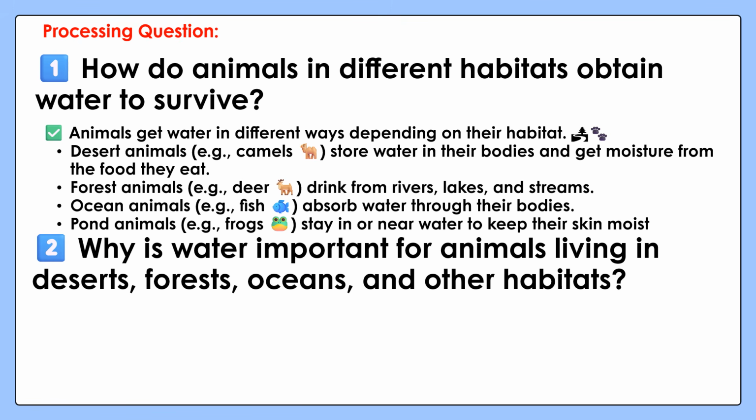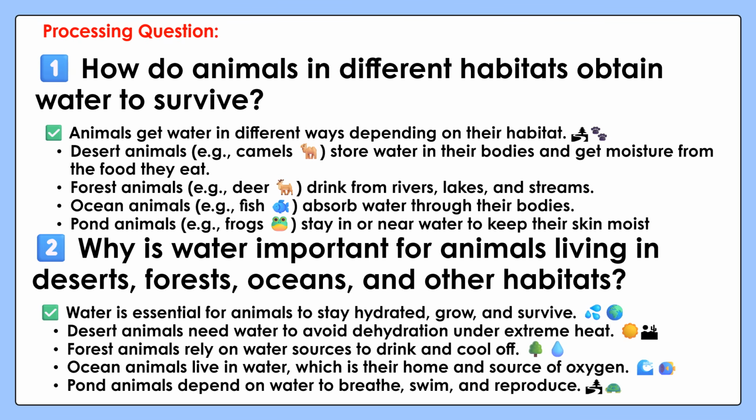Second, why is water important for animals living in deserts, forests, oceans, and other habitats? The answer: water is essential for animals to stay hydrated, grow, and survive. Desert animals need water to avoid dehydration under extreme heat.